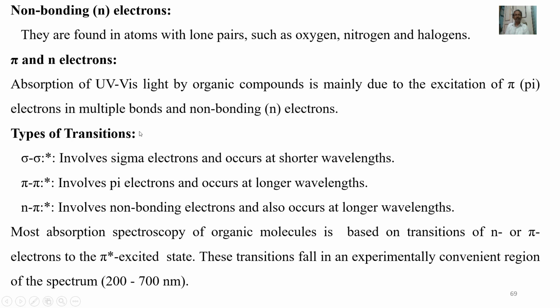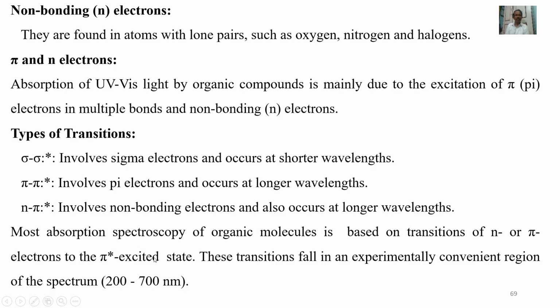Types of transitions: sigma to sigma star involves sigma electrons and occurs at shorter wavelengths. Pi to pi star involves pi electrons and occurs at longer wavelengths. n to pi star involves non-bonding electrons and also occurs at longer wavelengths. Most absorption spectroscopy of organic molecules is based on transitions of n or pi electrons to the pi star excited state.